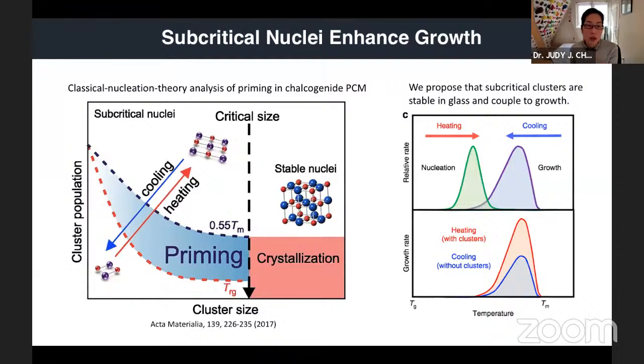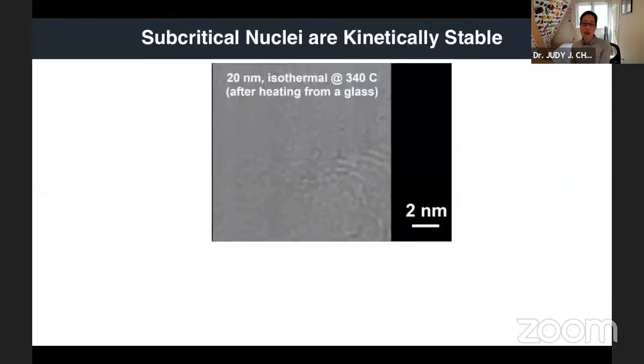Thermodynamically, we learned that the subcritical nuclei is not stable. It should be fluctuating in and out of glass state or liquid state very quickly. So how is it that it can be involved in the growth process? Because growth takes a much longer time.